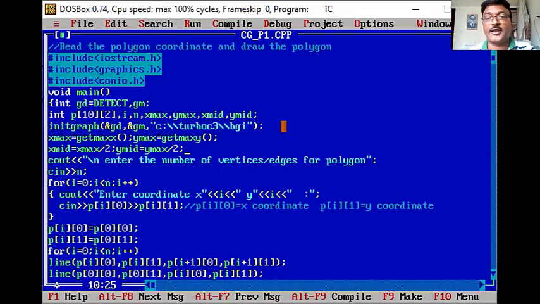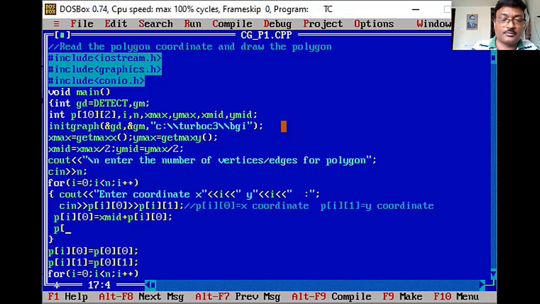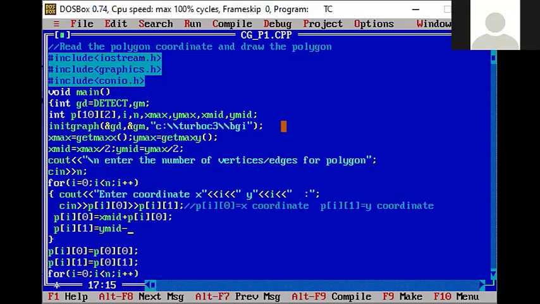So what are the points that I am reading? I have to convert them as per my x mid, y mid. What is the point I am reading? P of i0, P of i1. So you have to convert this point: P of i0 is equal to, this is my x coordinate, so you can add x mid plus P of i0. Now what is my next coordinate? P of i1. This is my y coordinate, so you have to subtract it from P of i1.